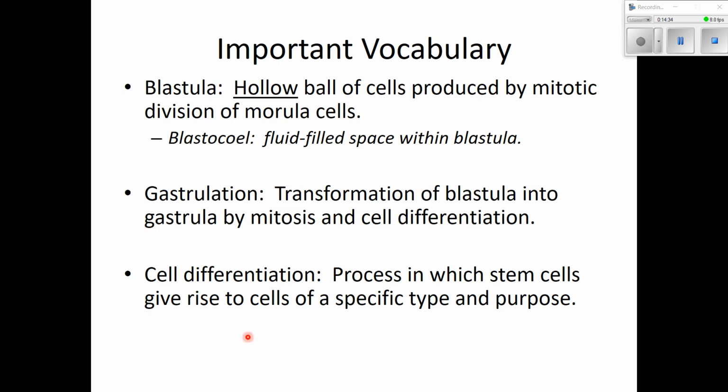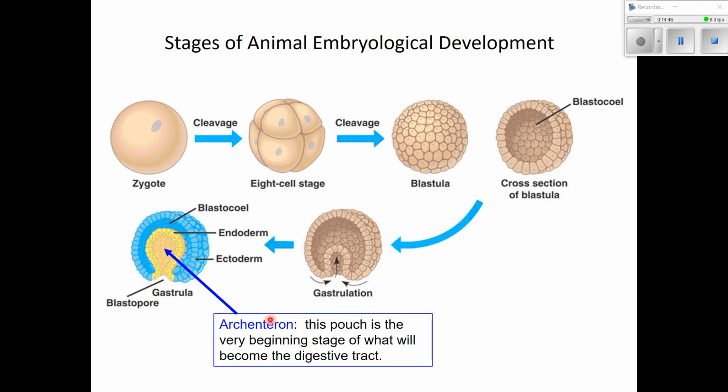Let's see, cell differentiation is the process in which stem cells give rise to specific cell types that have a specific purpose. And that's sometimes called cell specialization.